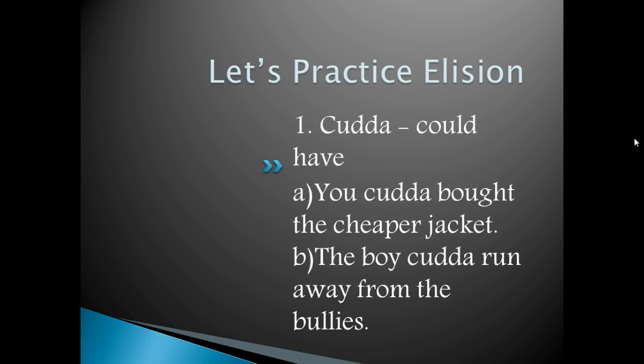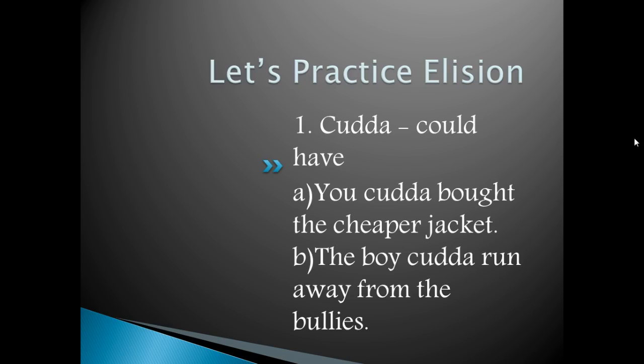You see, cheaper. R is not even pronounced here. R comes silent. You could have bought the cheaper jacket. Cheaper, cheaper. It's not cheaper. Cheaper jacket. You could have bought cheaper jacket. So it's all about practicing. Let's make it enjoyable. Let's make it fun. Let's make the learning process enticing enough that it binds you to the content.